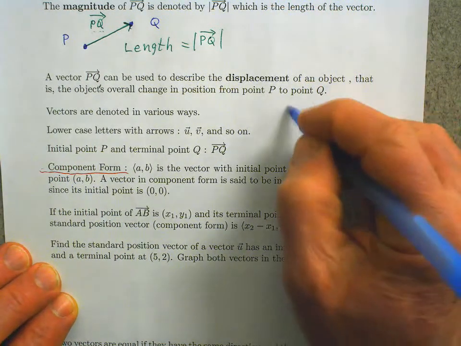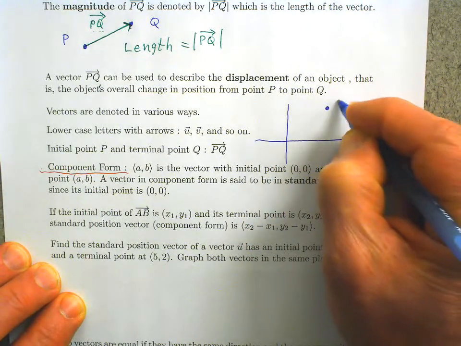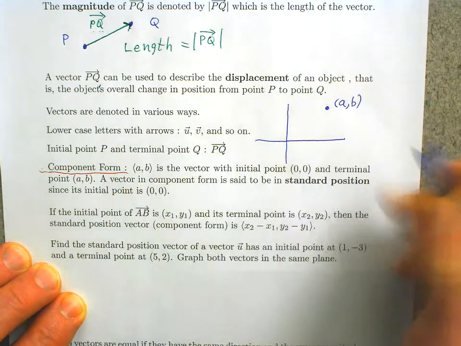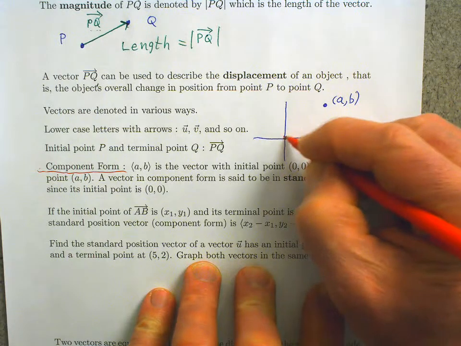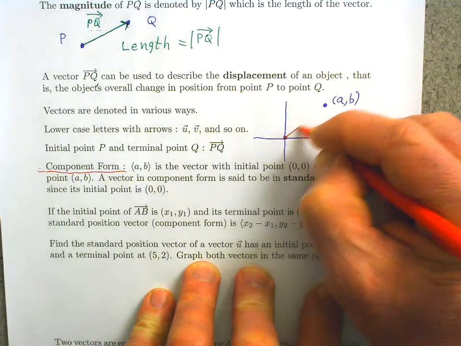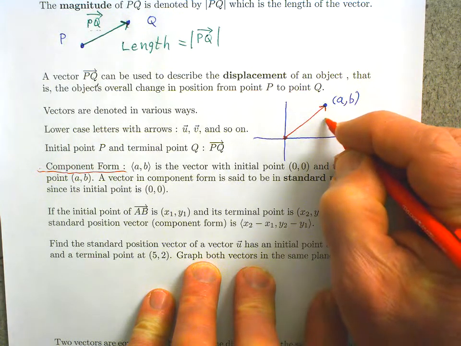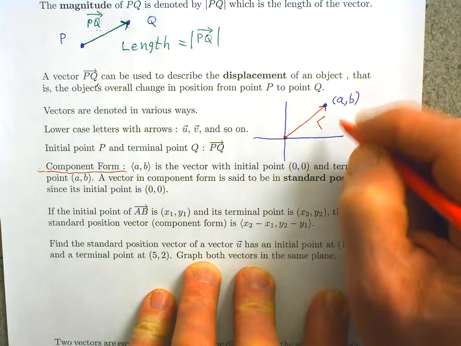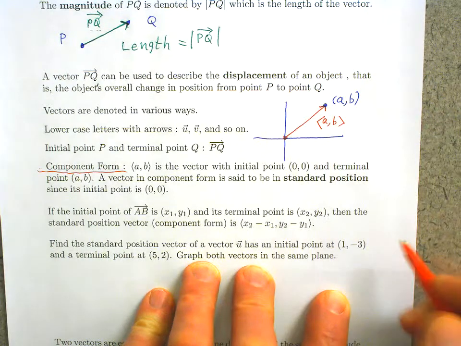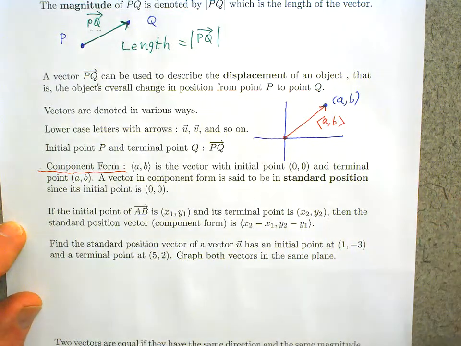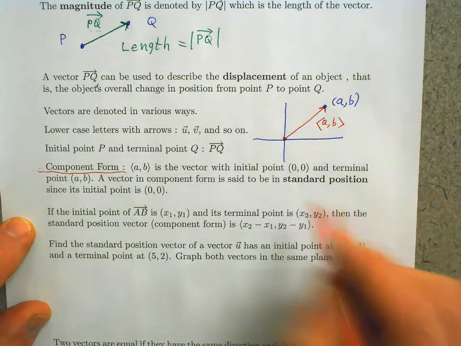So I guess we could draw a picture here. If you have an ordered pair (a, b) in the plane, then if you draw the vector whose initial point is at the origin and the terminal point is at (a, b), then you represent this vector using the component form, the angle brackets a comma b. Okay, so this one is in standard position.